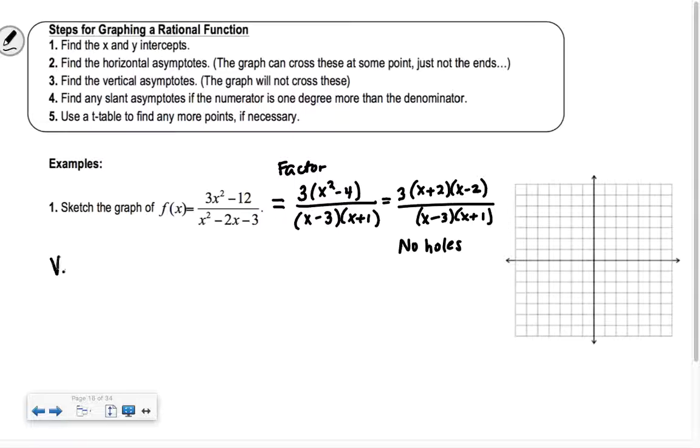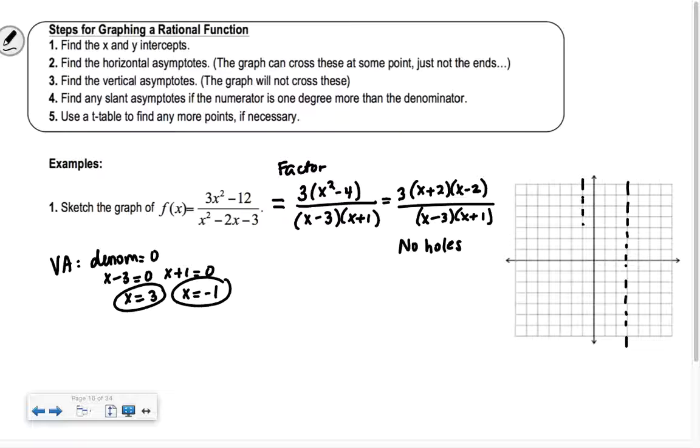So let's start with the asymptotes. So our vertical asymptote, so Jacob, what are you saying? Yeah, because we set our denominator equal to 0. So we have x minus 3 equals 0, and we have x plus 1 equals 0. So we get x equals 3, and x equals negative 1. So we have both of them. So we're going to have a dotted line of x equals 3, and a dotted line at negative 1.